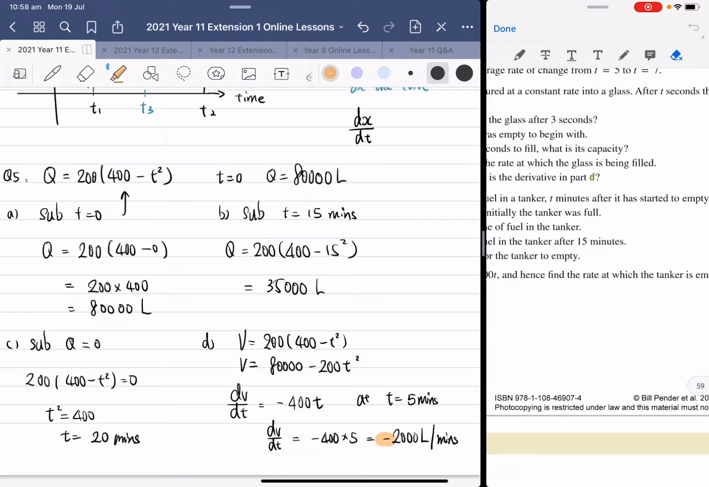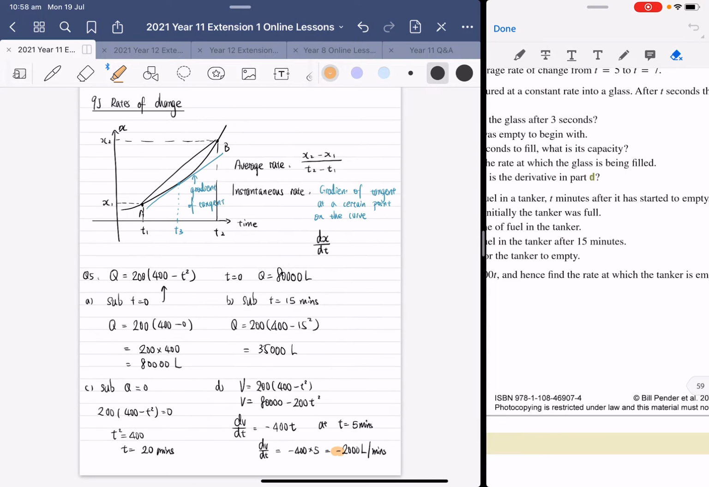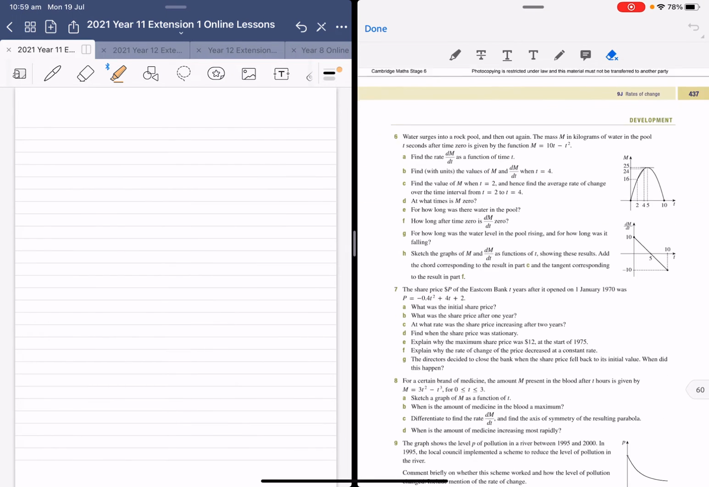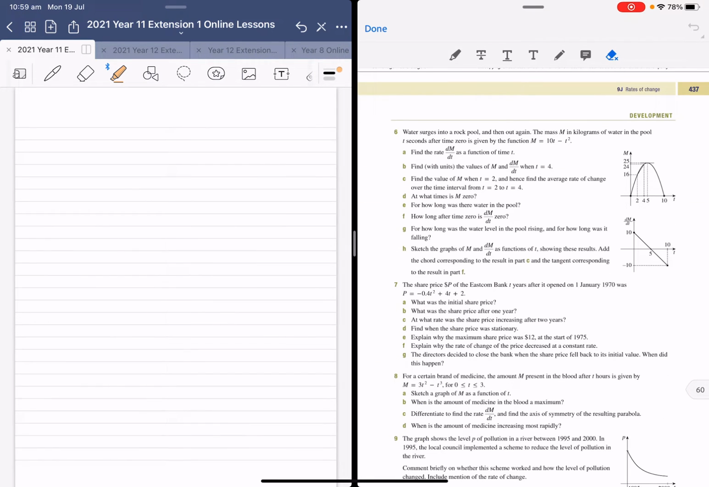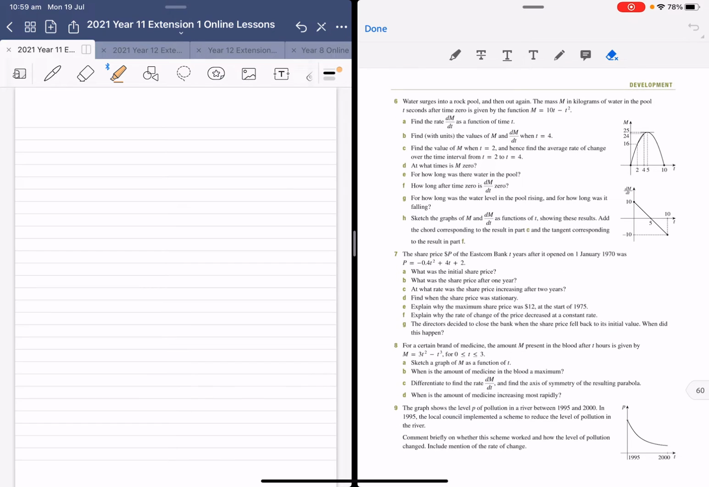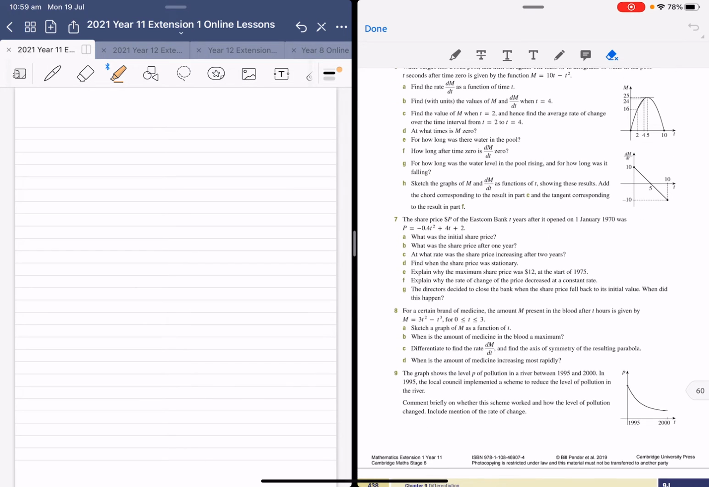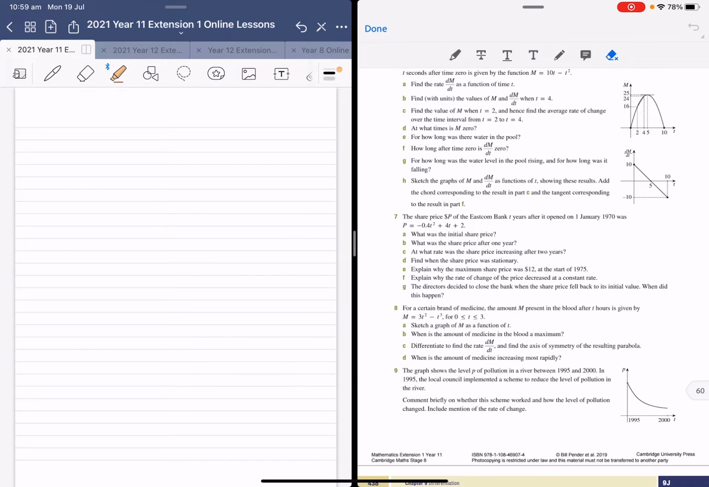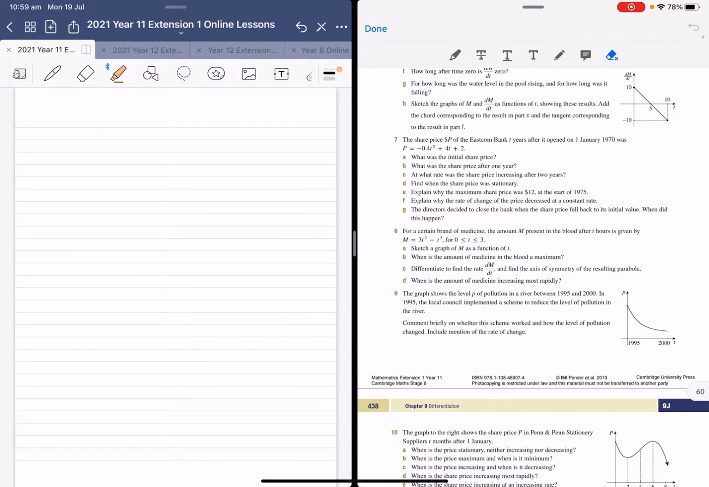So we've got a negative rate, which means we are losing the amount of liquid in the tank. That's how we do question 5. It's pretty easy. Now let's look at questions where we have some sort of graphical question. Actually, before we move on to a graph question, we can probably do another question that's a bit interesting.